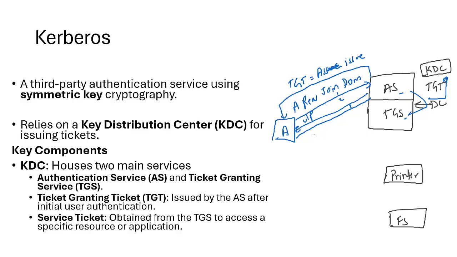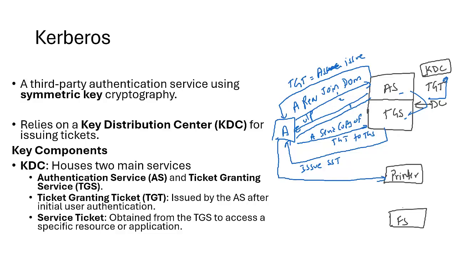Now he is a member of the domain. Now he wants to access a printer. So A sends a copy of the TGT to TGS. TGS, based on that, issues an SST. SST is what? Service session ticket. That SST is required to access a particular printer. Now he wants to access the file server. Again, he sends a copy of the TGT to TGS. It issues a new SST, and based on that, he can access the particular file server.